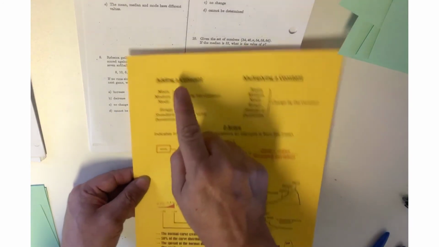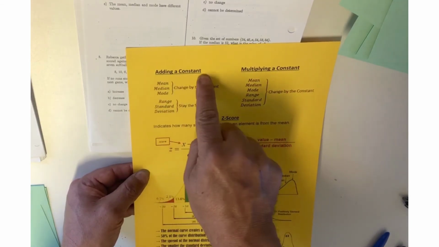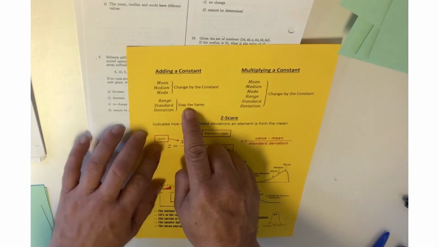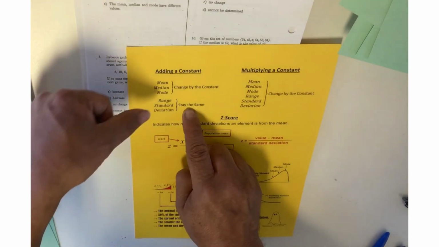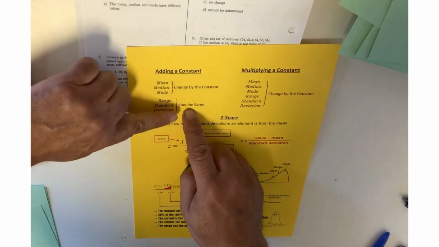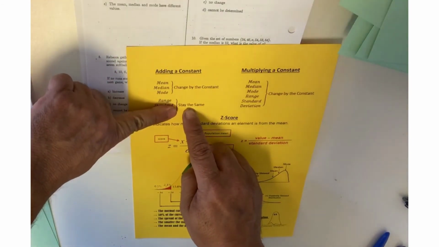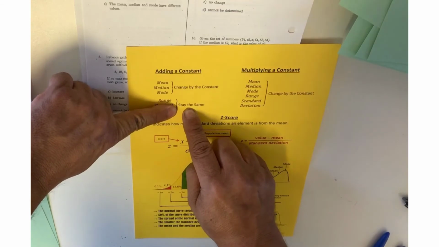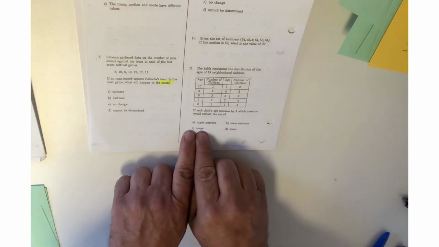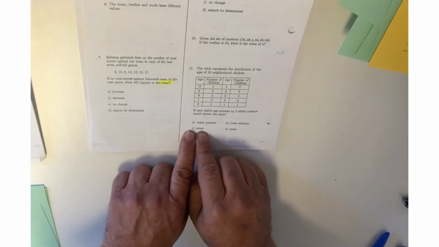Why? Because you're going to add by 2. So you're going to come to your notes and go to adding. When it's adding, which one remains the same? Well, the 2 that remain the same are the range and the standard deviation. We haven't covered standard deviation until next week. Therefore, the only logical answer is the range. So letter C is the range.